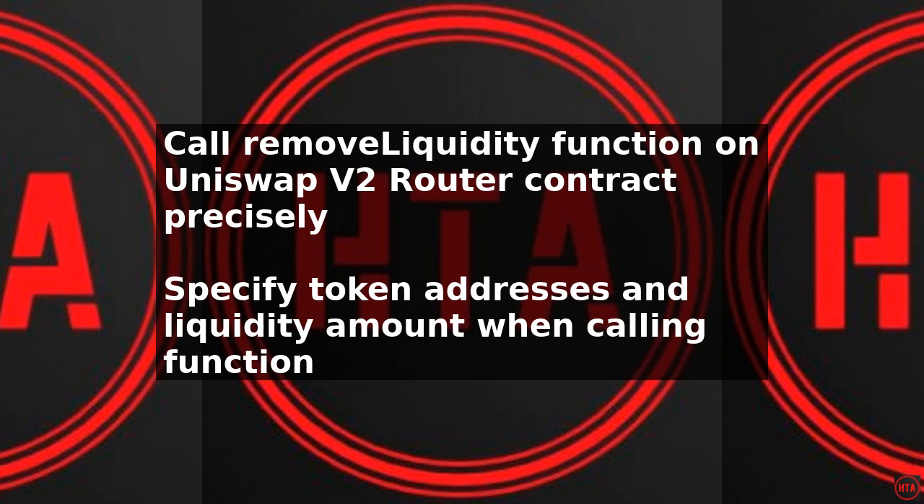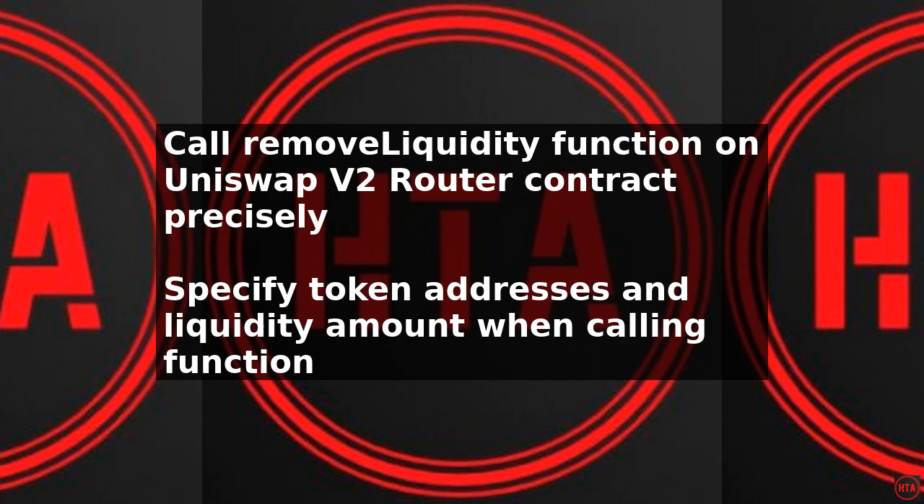You can use the Uniswap v2 pair contract to get the current reserves and calculate the expected amount of tokens to receive. Set the minimum amounts to a reasonable value to prevent front-running attacks. After calling the remove liquidity function, the Uniswap v2 router contract will burn the liquidity tokens and transfer the corresponding assets to your wallet. The removed liquidity will be deducted from the total liquidity in the pool, and the pool's reserves will be updated accordingly.